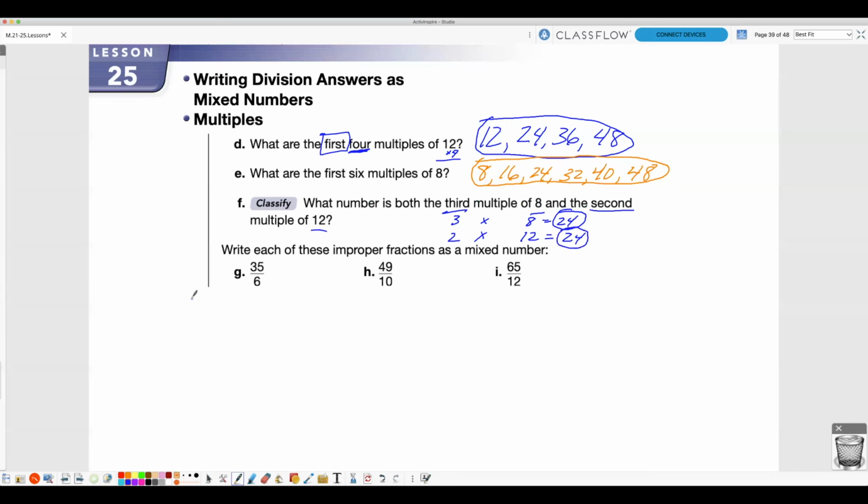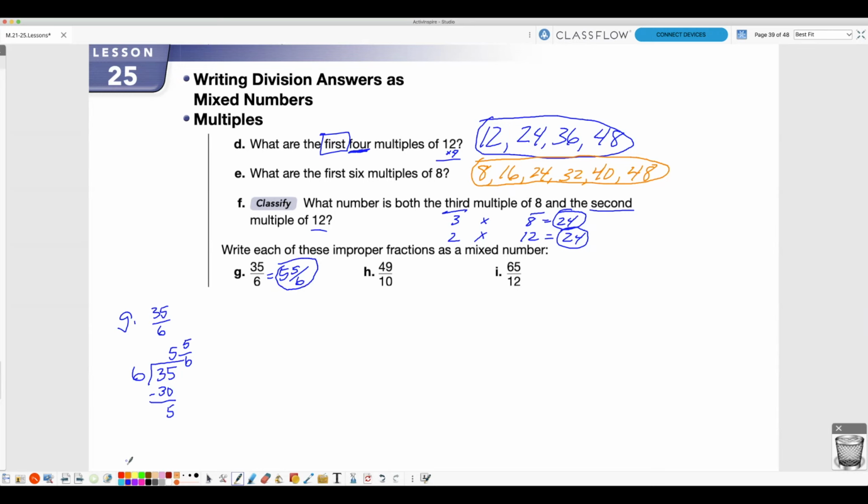Letter G. Write each of these improper fractions as mixed numbers. All right, let's do letter G, 35 divided by 6. This should look like this. 6 will go into 35 5 times. That would get us to 30 because 5 times 6 is 30. Subtract that, that'd be 5. 5 would be the numerator, 6 would be the denominator. So the mixed number of this would be 5 and 5/6.